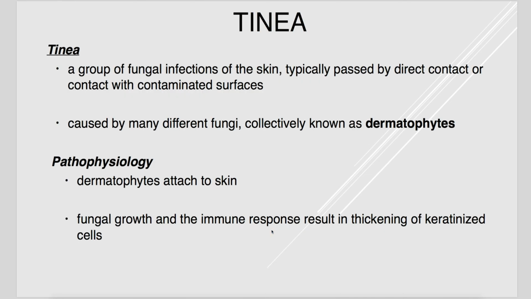Okay, then we talked about tinea, which are fungal infections that affect the skin. And you can get these through direct contact or contact with contaminated surfaces. Now, there are a number of different species of fungi that cause these tinea infections, but we just collectively call them the dermatophytes. Dermatophytes cause tinea infections. So that's just a general term for the type of fungi that cause these infections. Basically, these dermatophytes will attach to skin, and they will grow. They don't do a whole lot of damage themselves, but the immune response does quite a bit of damage to the skin, and it causes thickening of these keratinized cells in the epidermis.